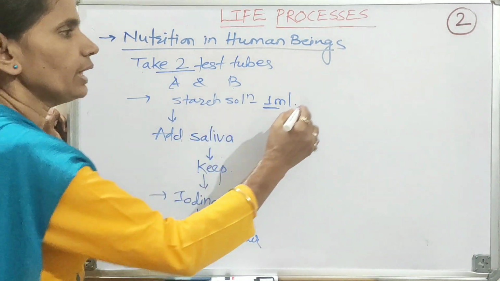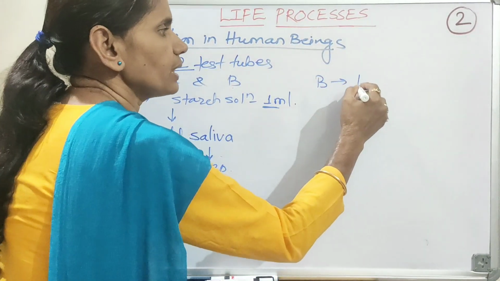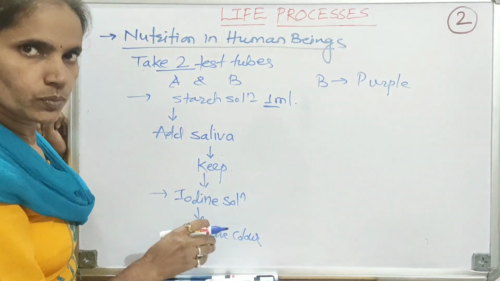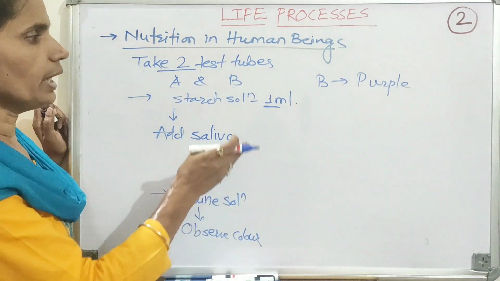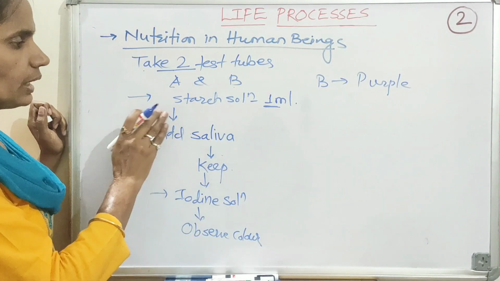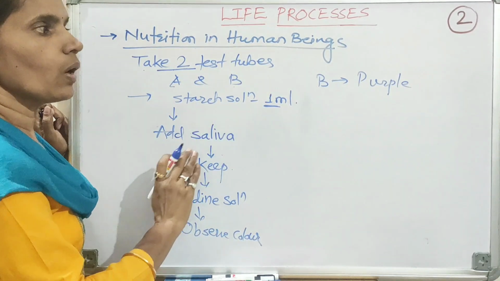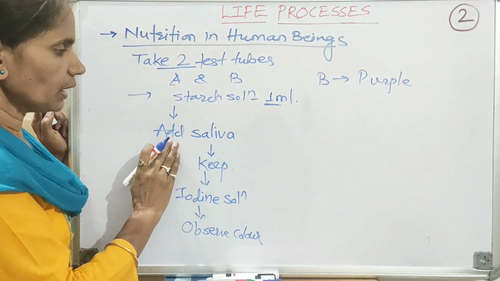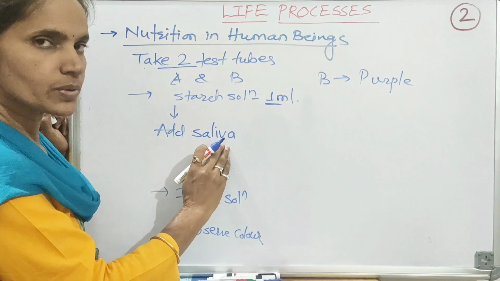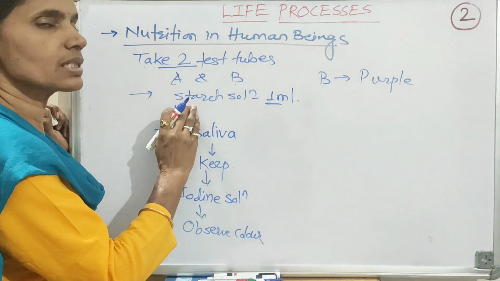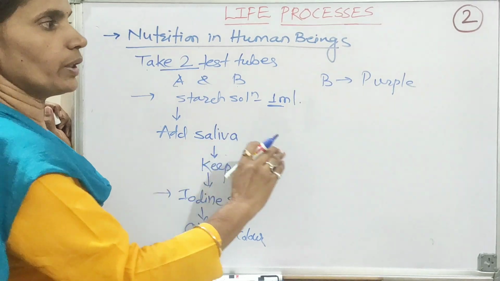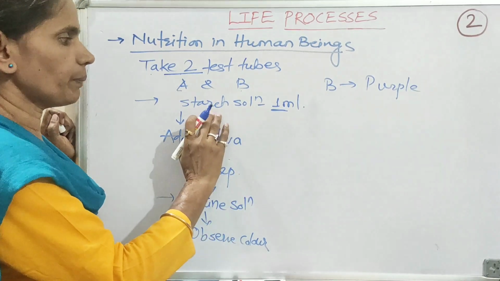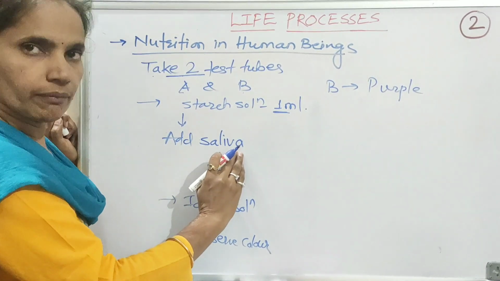Now you will observe that in tube B, a purple or dark violet color is obtained. This color is observed because when we add iodine solution, it reacts with the starch. But in tube A, no coloration or only a light color will be observed. Even though starch solution is there in both tubes, in tube A we have added saliva, which contains salivary amylase that hydrolyzes the starch, so there will be no purple end product. So this activity can be used to detect the presence of salivary amylase in saliva.